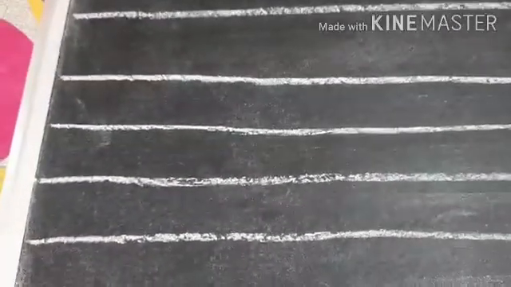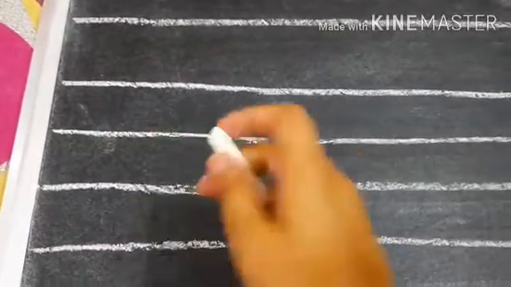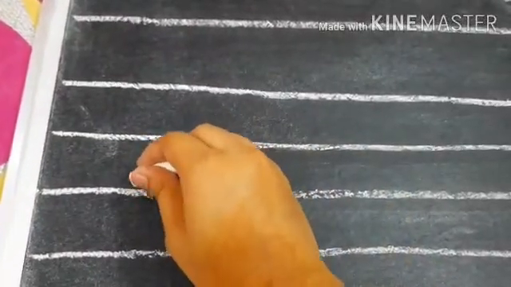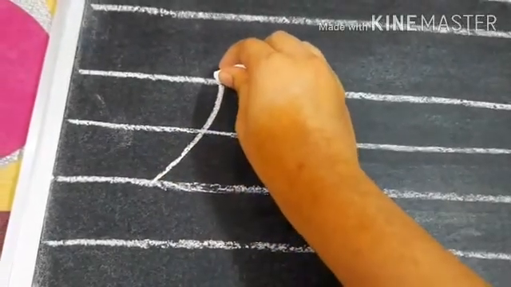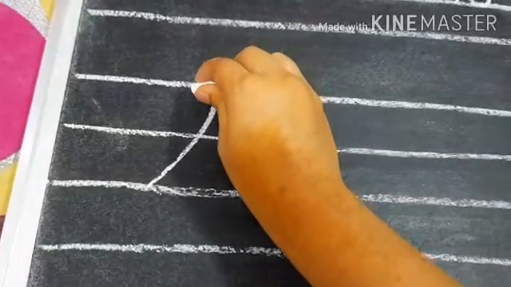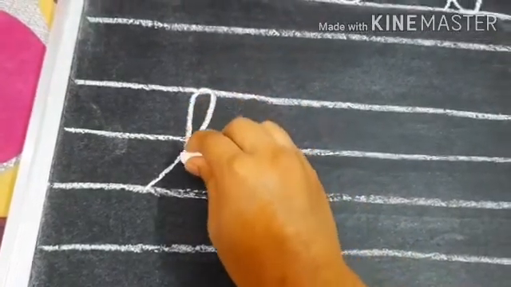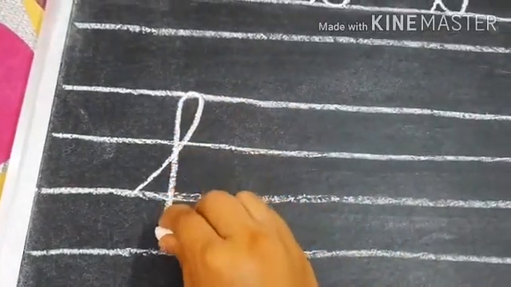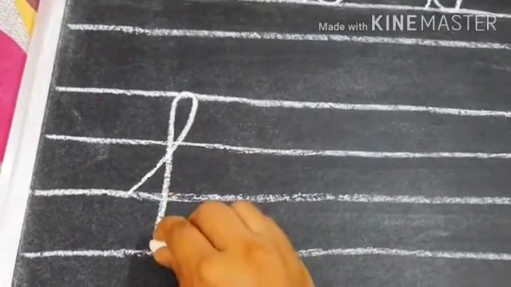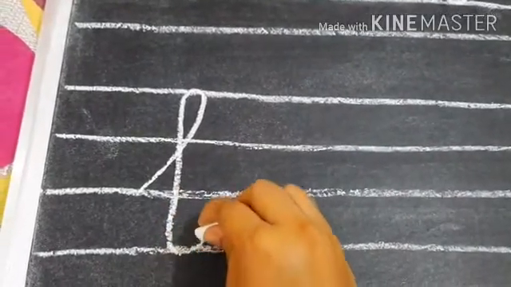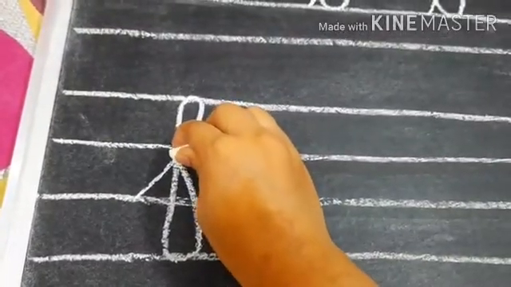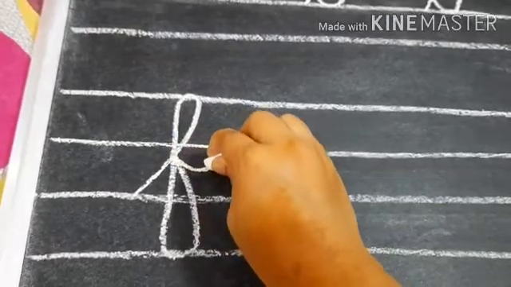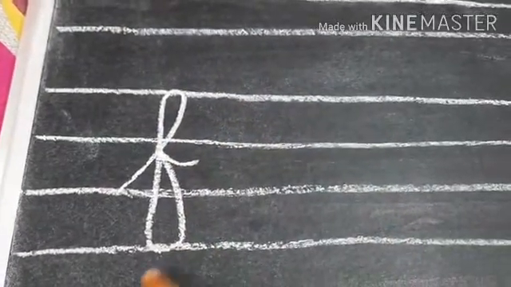Now, to make cursive F, we will begin with our third line. From the third line, go slant, touch the first line, take a turn, come down, make a standing line, touch the fourth line, take a turn, go up and make a turn. Cursive F.